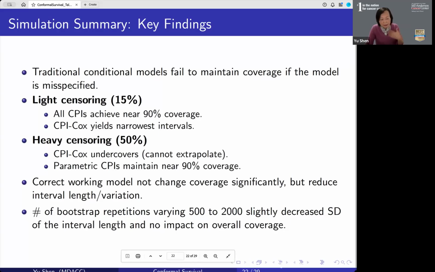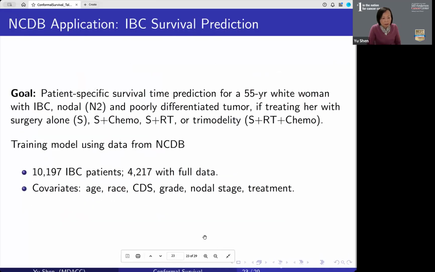We also assessed how sensitive it is to the bootstrap repetitions, and we varied those values: 500, 1000, 2000. It's pretty stable, with only a slight decrease in the standard deviation of the interval length and no impact on overall coverage.